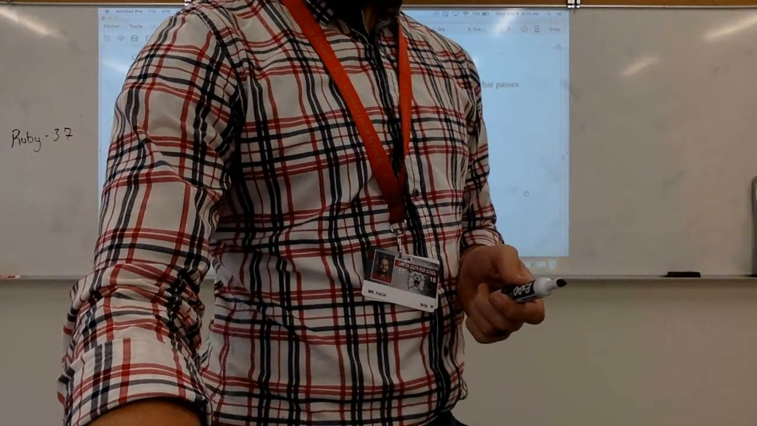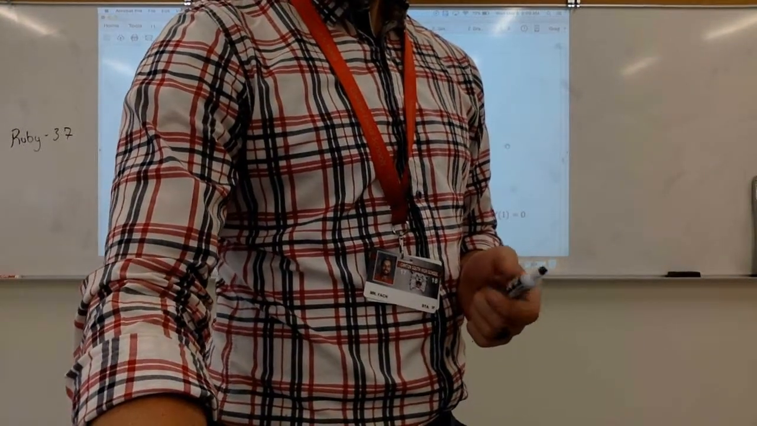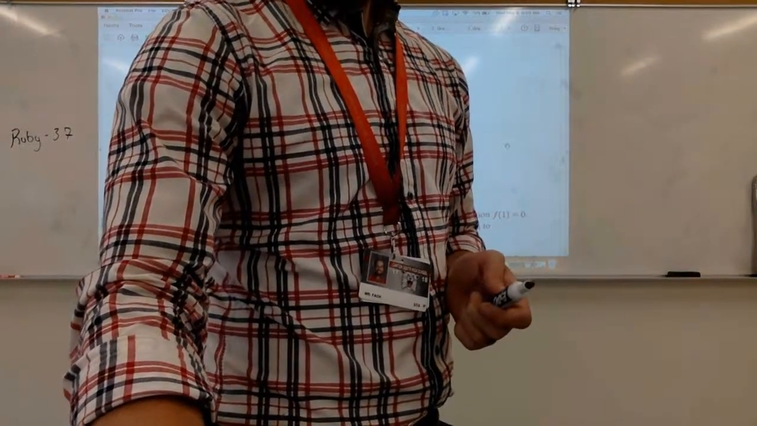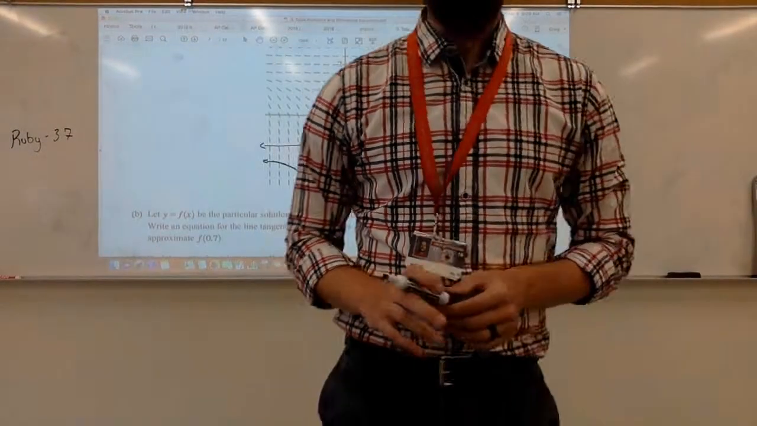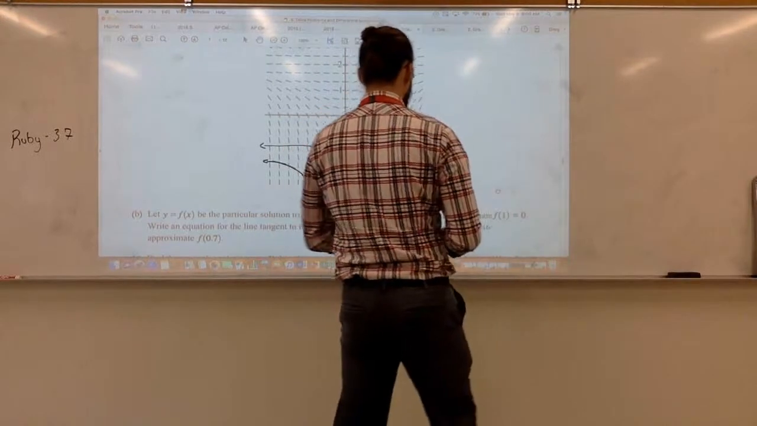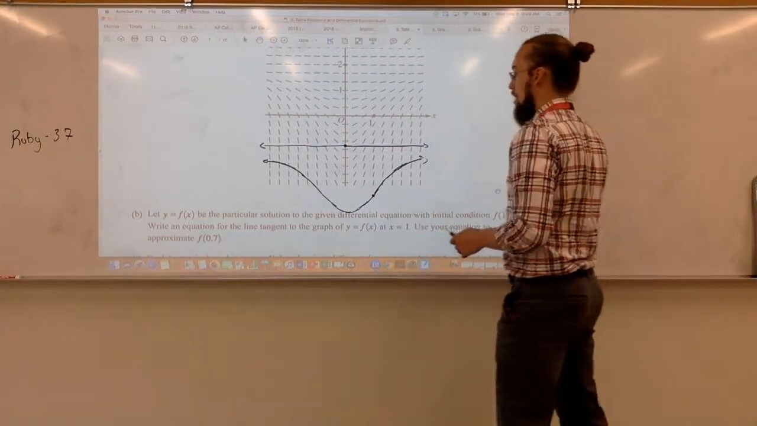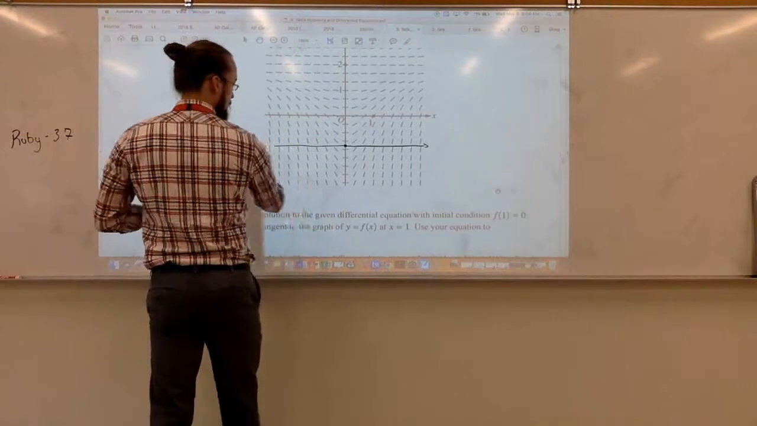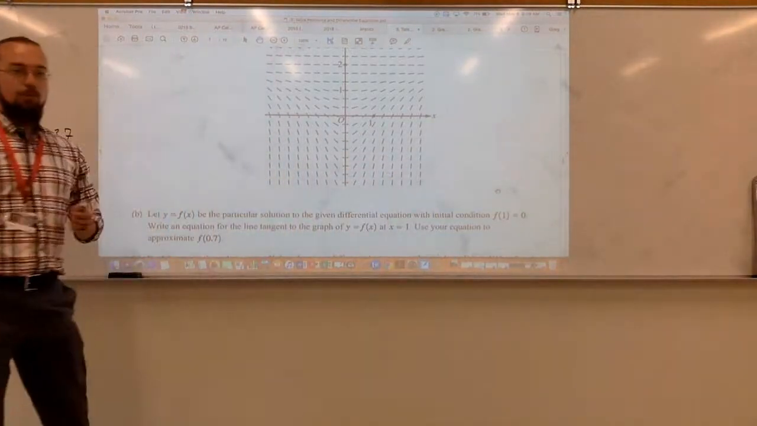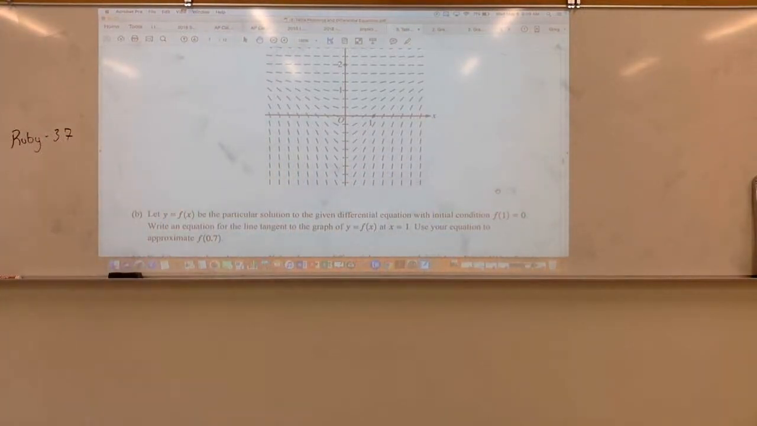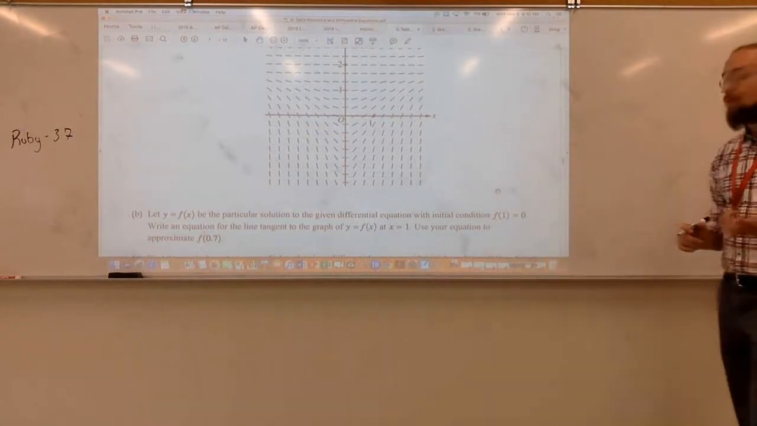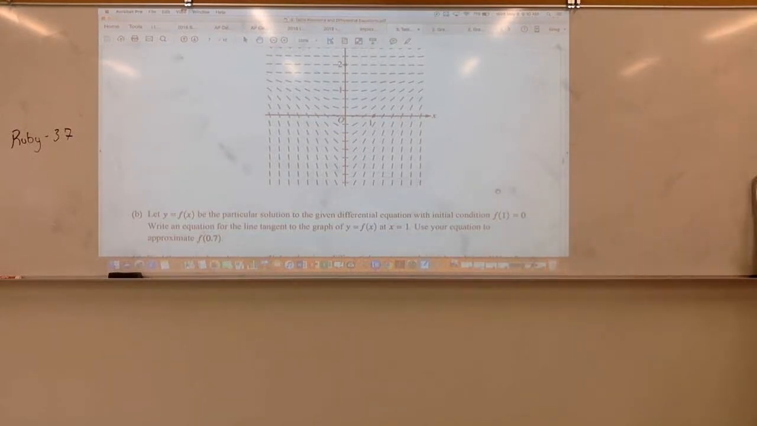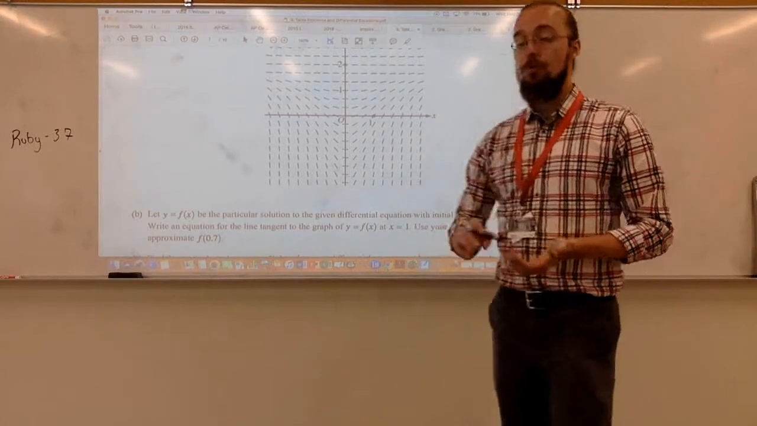Part B on this one says, let f be the particular solution with initial condition f of 1 equals 0. Write an equation for the tangent line and then use that tangent line to approximate f of 0.7. So I need 2 things to write the equation of a tangent line, a point and a slope. I already have my point, 1, 0. So the only other thing I need is the slope at that coordinate point.